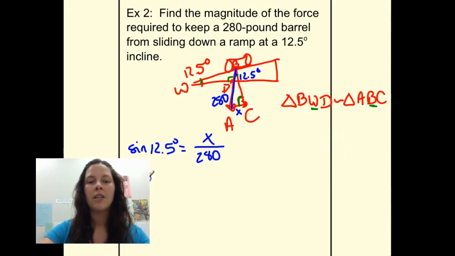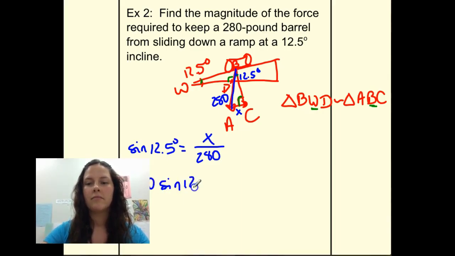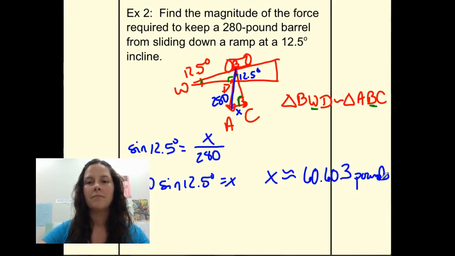Multiplying both sides by 280, we get a force needed of about 60.603, and again, labeling the same units as in the problem, pounds.